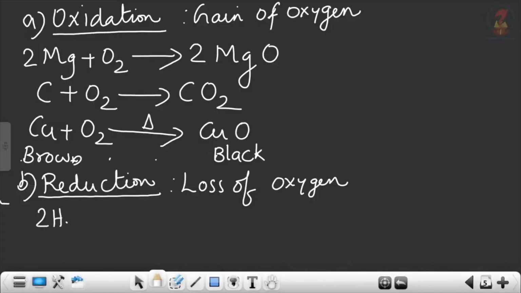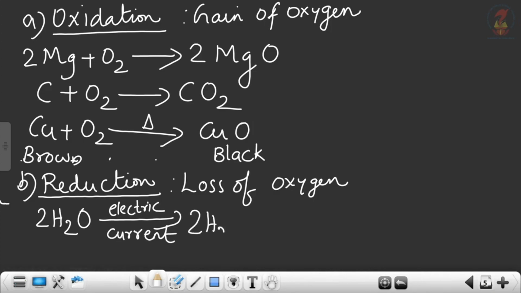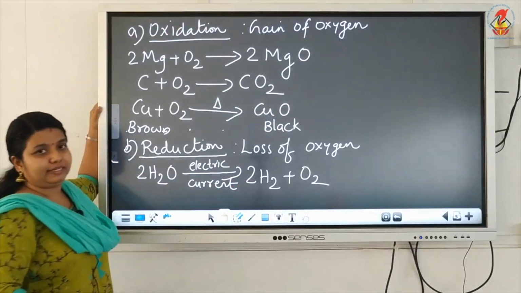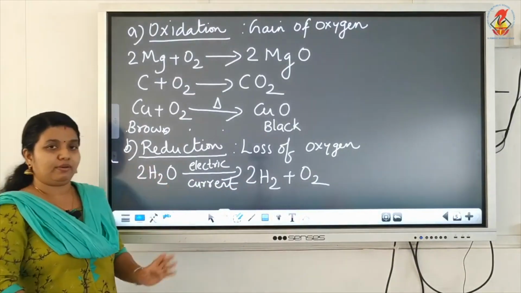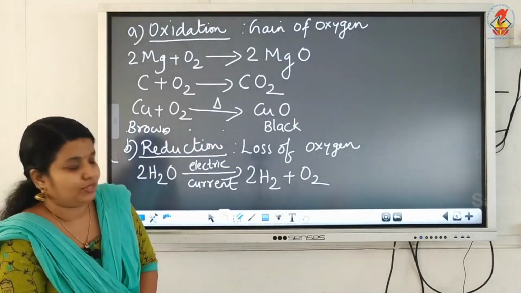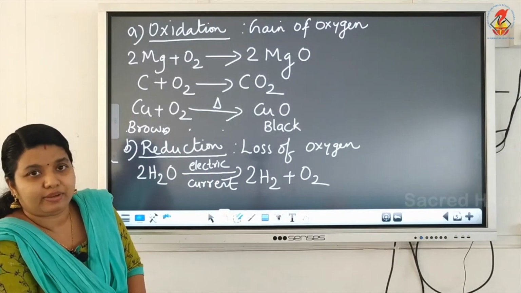For example, we have seen this example in the presence of electric current. This is known as electrolytic decomposition. We have seen this example, electrolysis of water. What happens here? Oxygen is removed from water, and it splits into hydrogen and oxygen. Water is losing oxygen to form hydrogen and oxygen. So this reaction is an example of reduction.